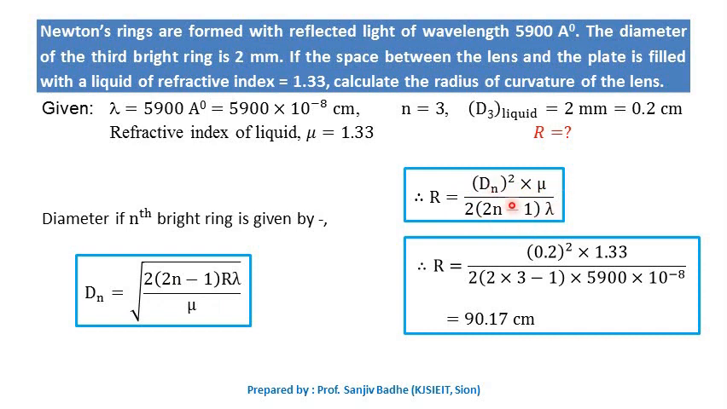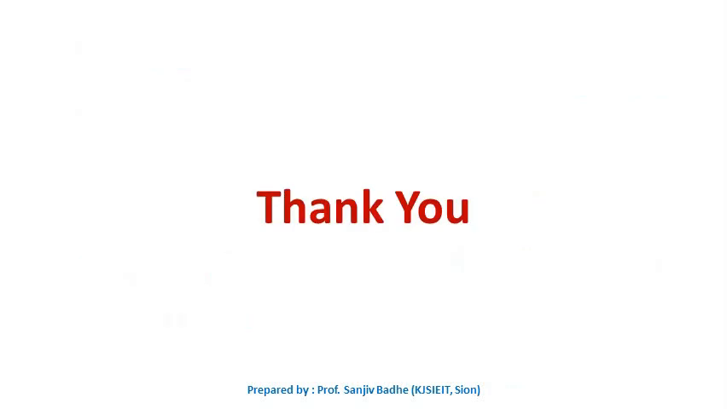All the values are given to us. Let us put d n equal to 0.2, mu equal to 1.33, n equal to 3 and lambda equal to 5900 into 10 raised to minus 8. The radius of curvature of the lens can be calculated using the calculator now, and it comes out to be 90.17 centimeters. So in this problem, the radius of curvature of the lens used is 90.17 centimeters.